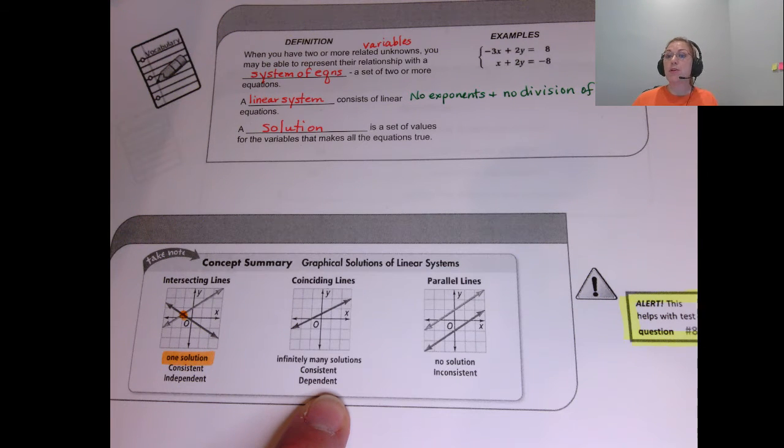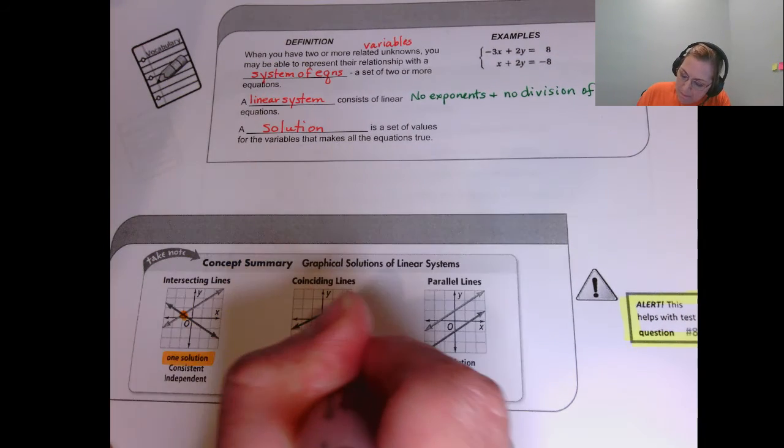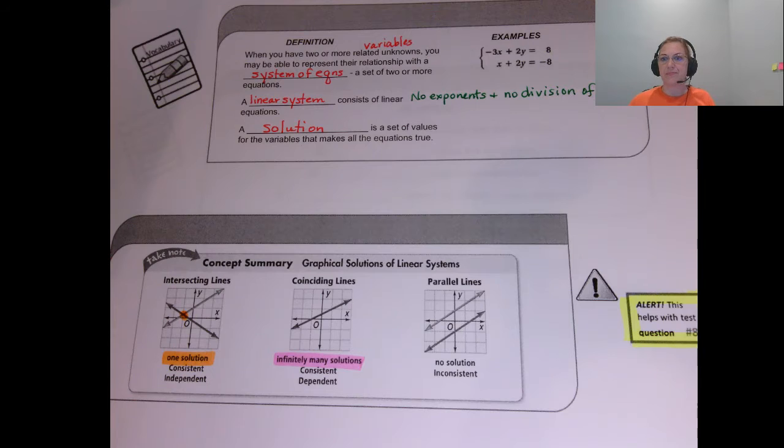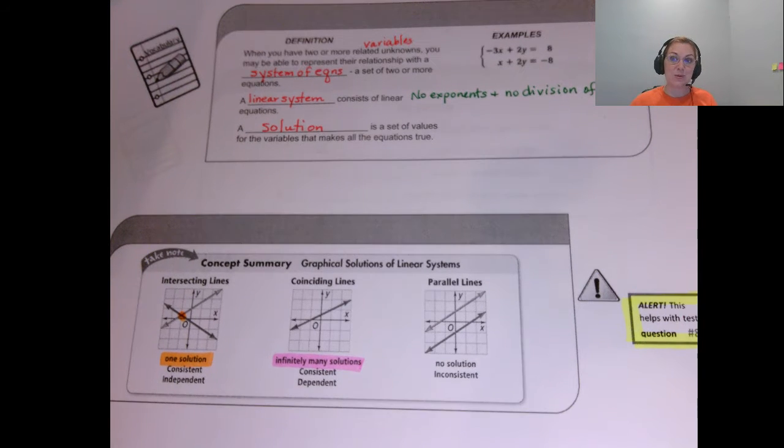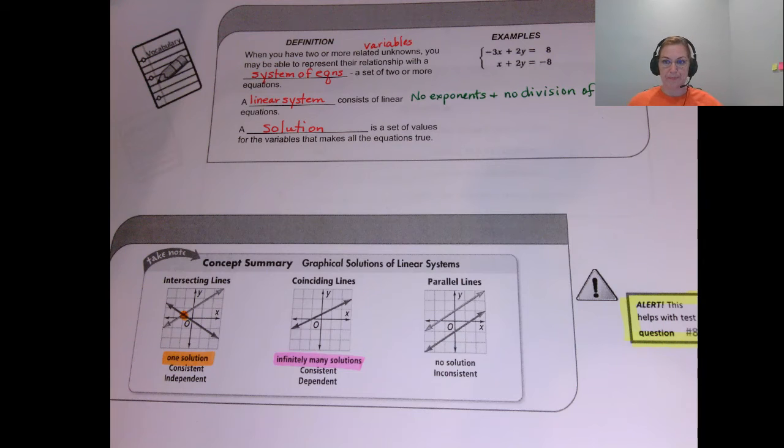All right, then we might have coinciding lines. This is where the two lines actually land in the exact same place. And when this happens, let me get a better color, when this happens, we have infinitely many solutions. Again, you might see the words consistent and dependent used for that. Just so you know, I never remember consistent and dependent, but I have them in my notes so that I know where to go if I need to find that out.